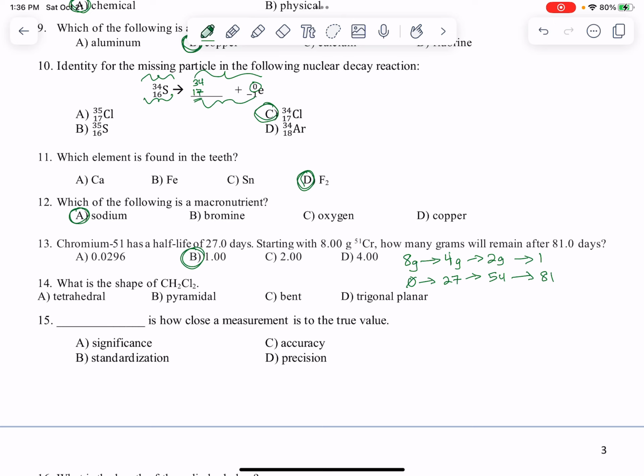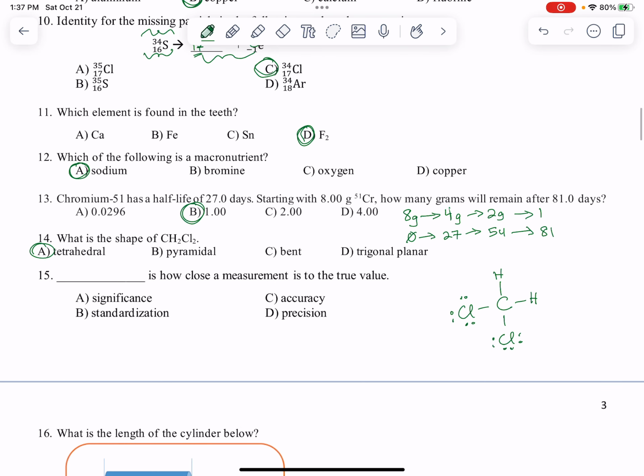Number 14, what is the shape of CH2Cl2? That's a carbon with 4 things attached to it, 2 hydrogens and 2 chlorines. You could have drawn out the Lewis structure, but you didn't have to finish it if you recognize that 4 things around the carbon. That's a tetrahedral. Number 15, blank, is how close a measurement is to the true value. That's what we mean when we say accuracy.